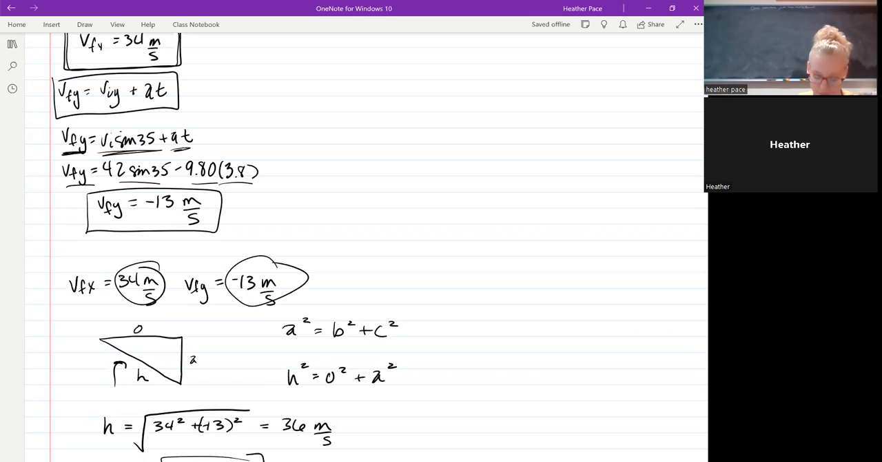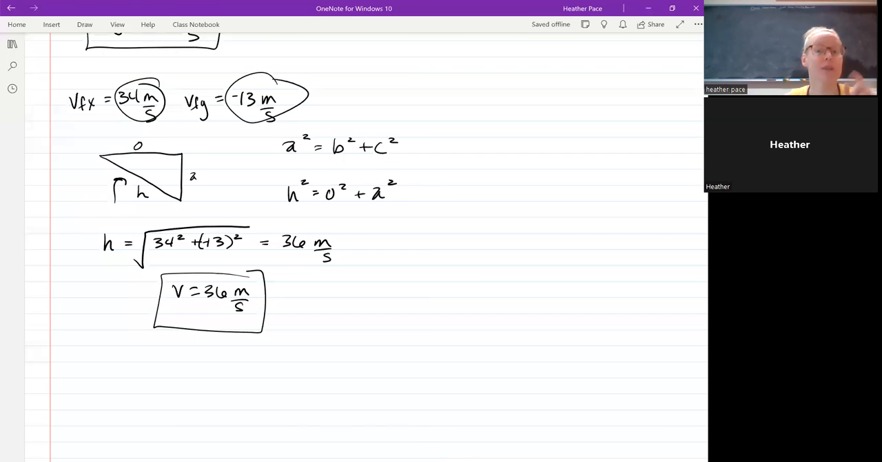Okay, so now we have VFX and we have VFY, and we're looking for the speed. So what is that speed? That is the magnitude of this triangle. If we draw a triangle, this is 34 meters per second, and this is negative 13 meters per second. What we see is a right triangle with hypotenuse, opposite, and adjacent, and we need to solve for the hypotenuse because the speed of the ball is just the magnitude of this vector.